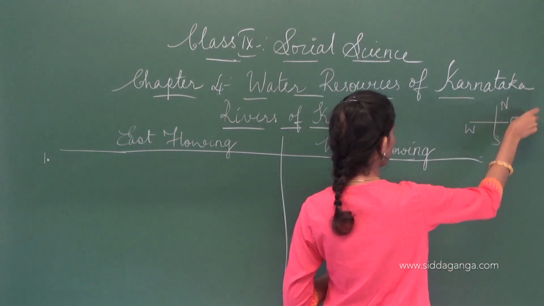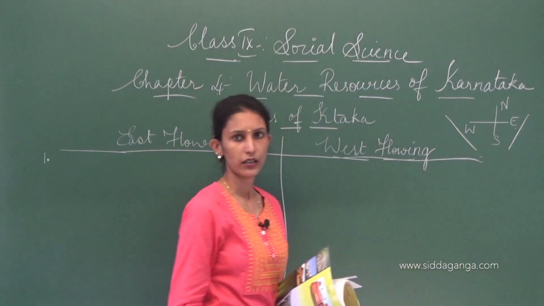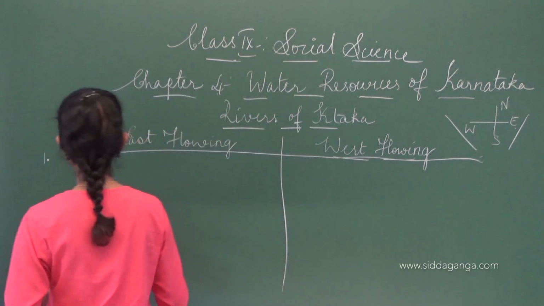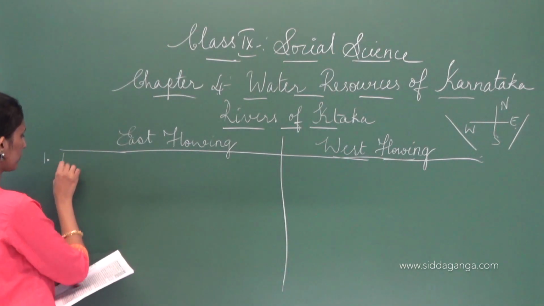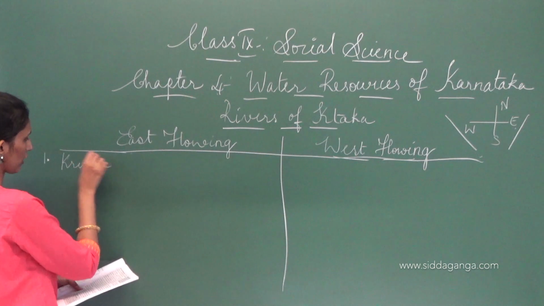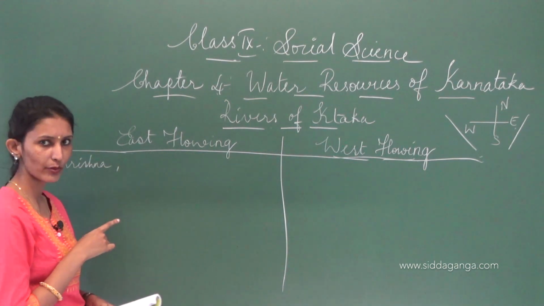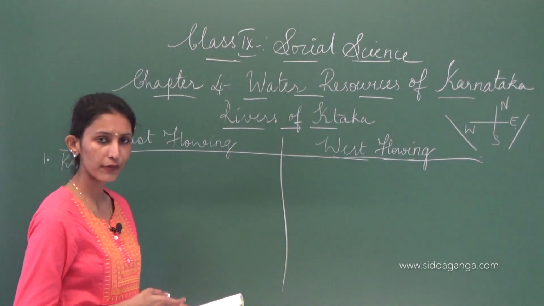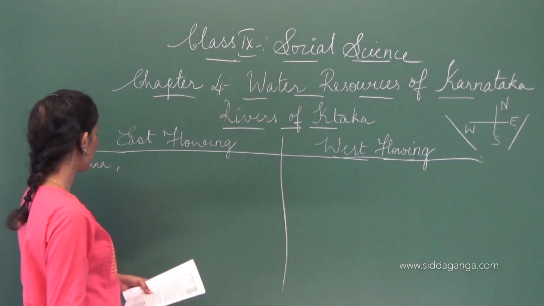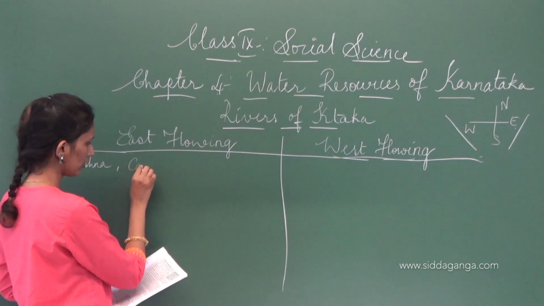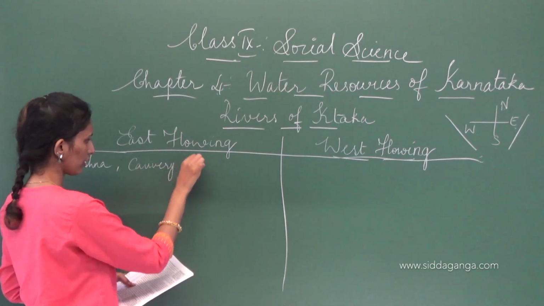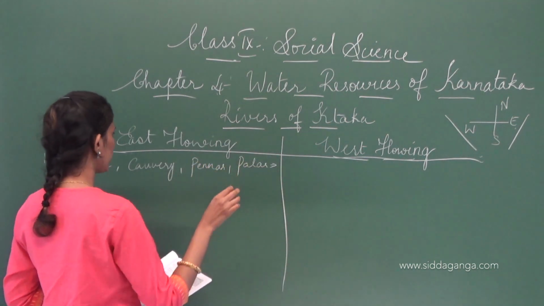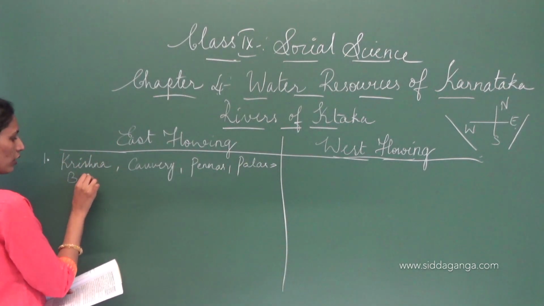Okay, north, south, east, west, east flowing and west flowing rivers. You're getting my point? All right. Now, write one. The east flowing rivers are Krishna. You studied this. I will write it a little bit small, but what I say, I write there. So concentrate on what I'm saying and refer to your textbook. You must always keep your textbook beside you. What I say you write there. Krishna, Kaveri, Pennar, Palar. These flow east and they join the Bay of Bengal.